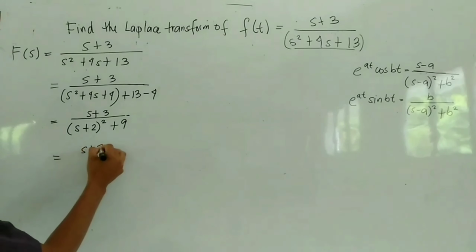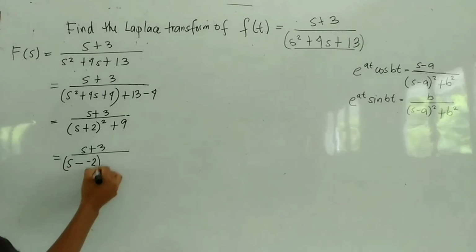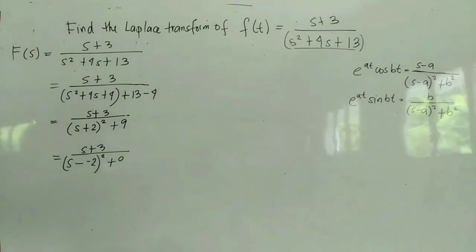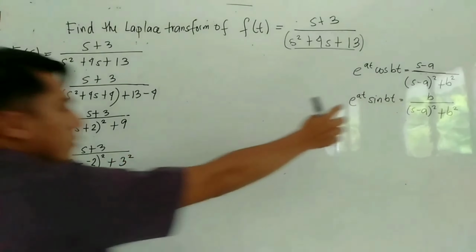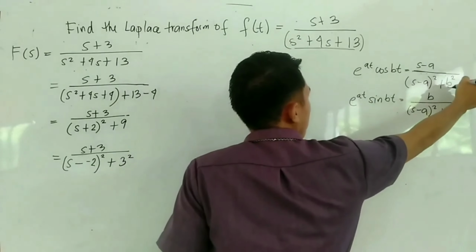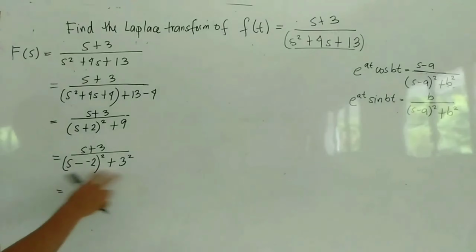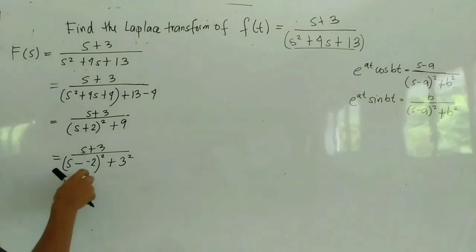But we have to convert this into negative to give this form of our equation. So s plus 3 over s minus negative 2 squared plus 9. Let's convert 9 into a square, so we have 3 squared. We have the value for b squared. We already finished converting this formula.